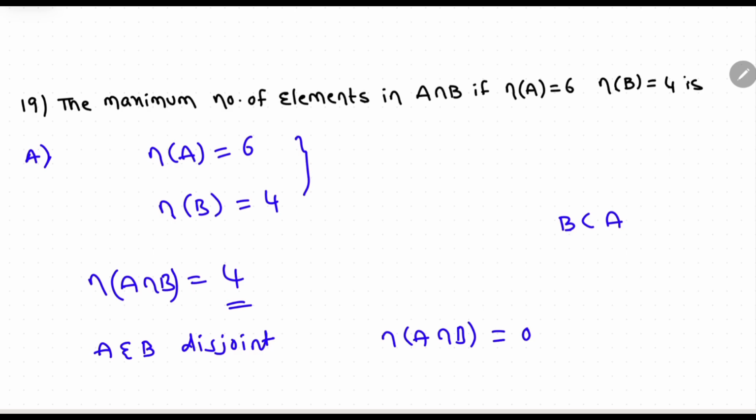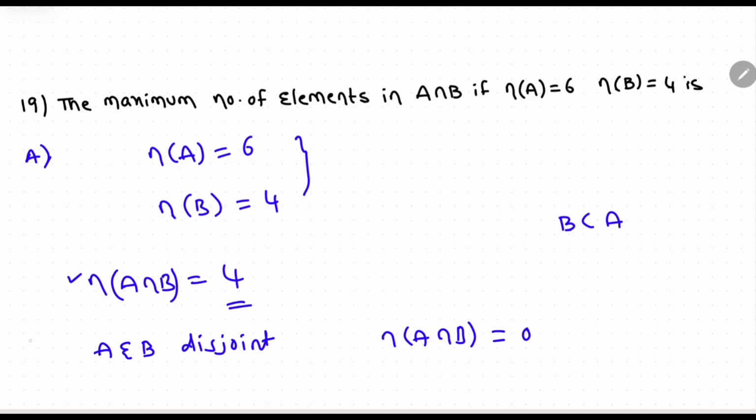Here the logic is, the number of elements of A is given, and the number of elements of B is given. For A and B to have the maximum number of elements in the common portion, the small set must be a part of the bigger set. So the small set here is B. If I take B subset of A, we have the maximum number of elements in the common portion, therefore n of A intersection B will be 4.